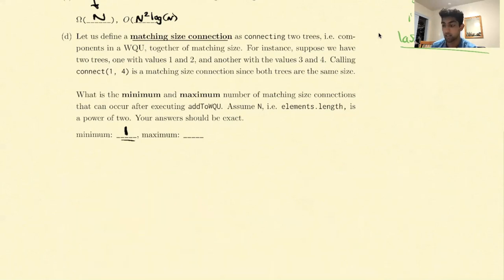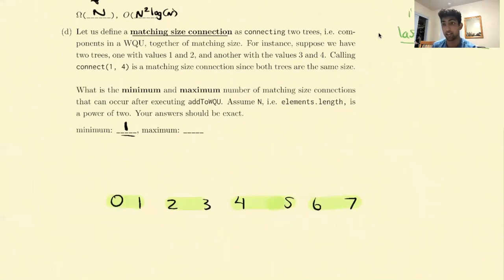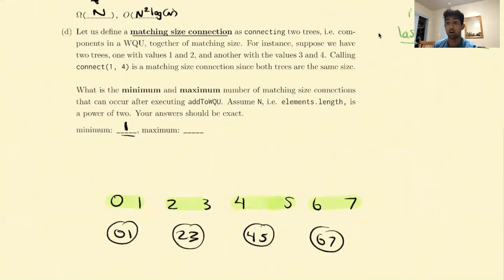The maximum is going to be in this following possibility. It's going to be similar to merge sort, okay? What we're going to do is we're going to continue connecting neighbors together, okay? So we're going to connect 0, 1, we'll connect 2, 3, we'll connect 4, 5, we'll connect 6, 7. Accordingly, we get the following groups. And notice that these are all matching size connections. So far, we've done 4 matching size connections.